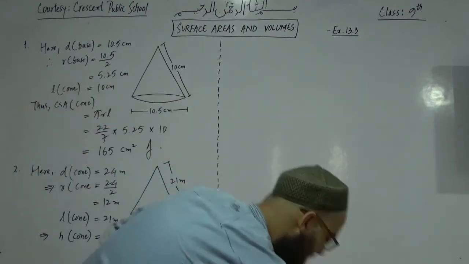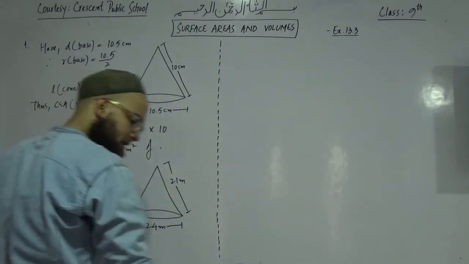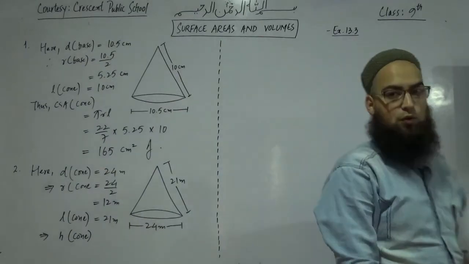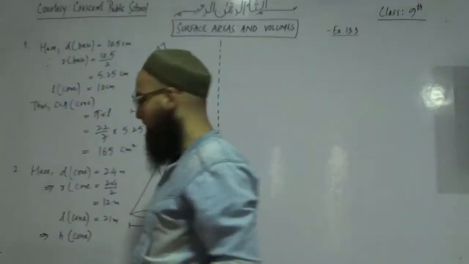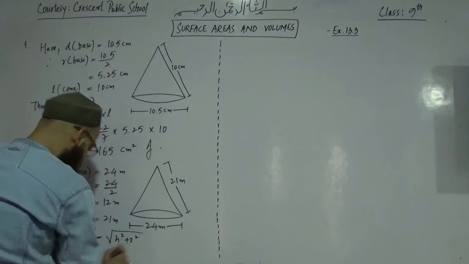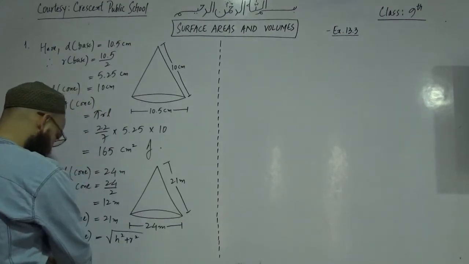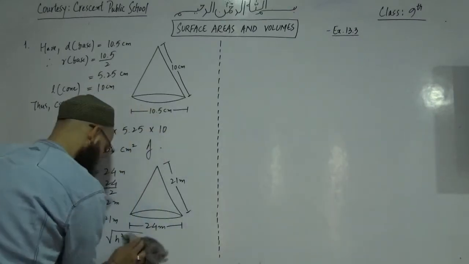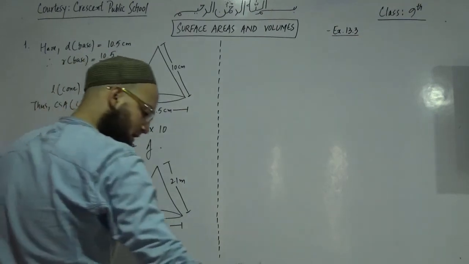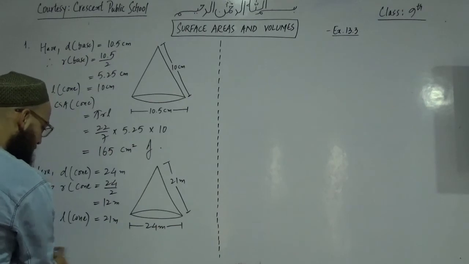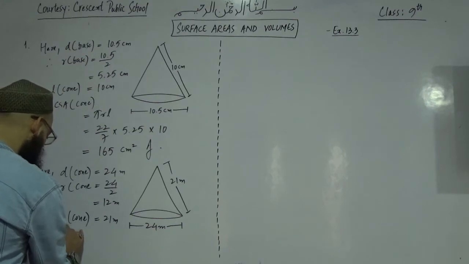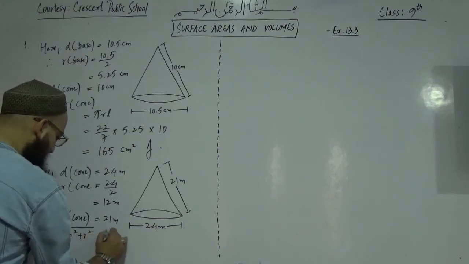I told you in the introduction lecture that if you are required to find the slant height of the cone, it is L equal to square root of h square plus r square. Sorry, not the height, it's the slant height of the cone. Slant height is 21 meter, so square root of h square plus r square is equal to 21.